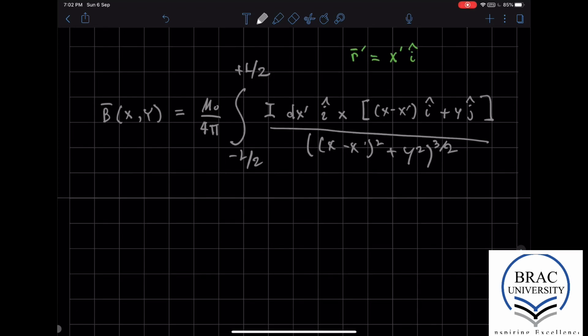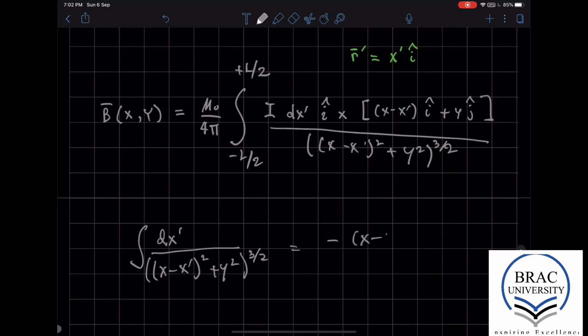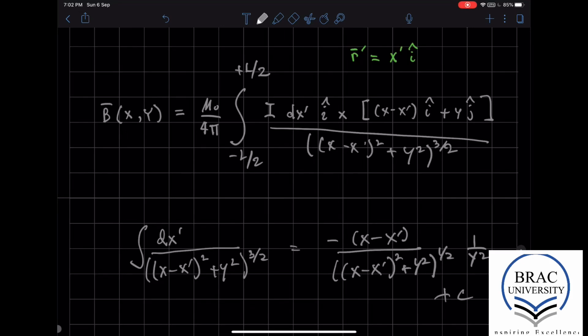The formula that we will need is the following. It's the integration of dx prime divided by (x minus x prime) whole squared plus y squared, the whole thing to the power of 3 halves, will give us minus (x minus x prime) divided by the square root of (x minus x prime) whole squared plus y squared, times 1 over y squared, plus c. But of course we're going to evaluate it as a definite integral.